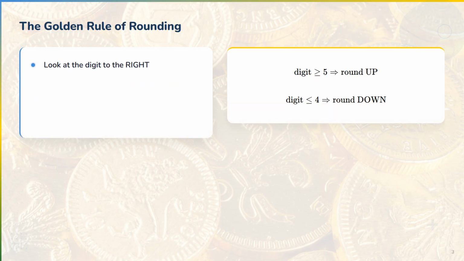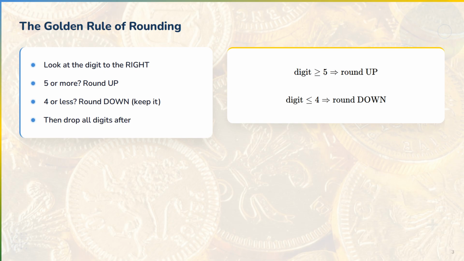Here's the golden rule you need to memorize. When rounding, always look at the digit just to the right of the place you're rounding to. If that digit is 5 or greater, you round up. If that digit is 4 or less, you round down, which means you just keep the digit the same. Then you drop everything after your rounded digit. This rule works every single time, whether you're rounding to the nearest tenth, hundredth, or any other place. Let's see it in action.